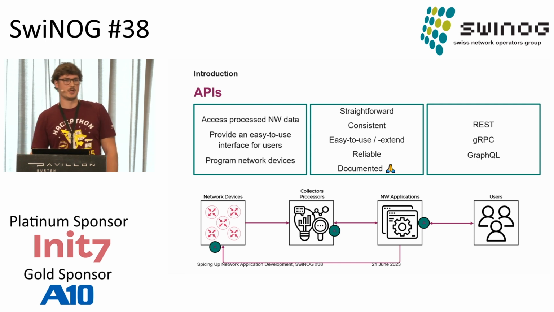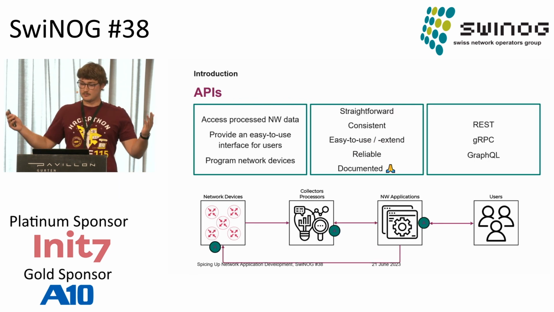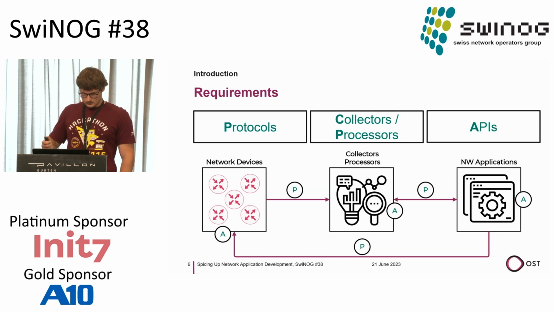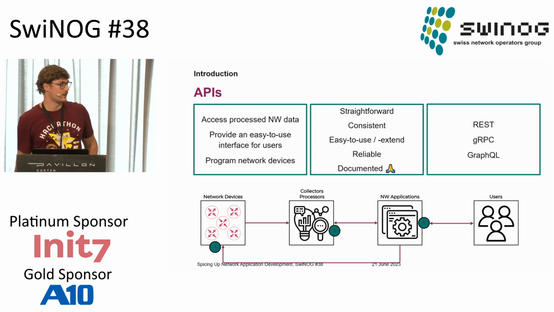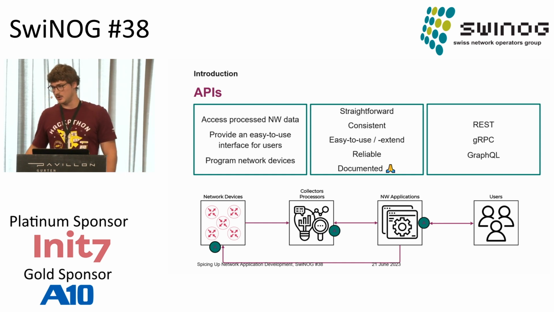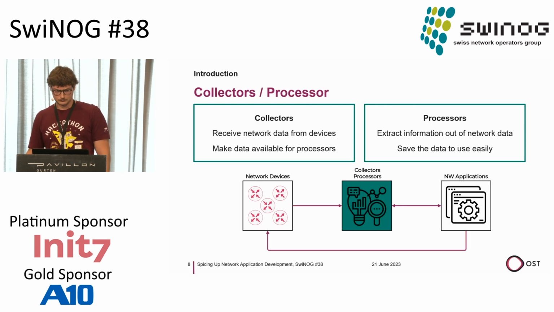When we talk about the APIs, we all know that we have some terms we should fulfill. Again, of course it should be documented. Let's pray for that. They should be reliable, easy to use and extend, and so forth. When we talk about concepts, we can talk about REST, gRPC, or for example, GraphQL.